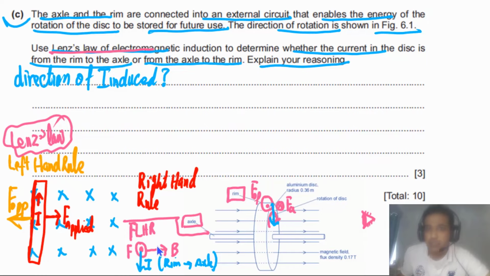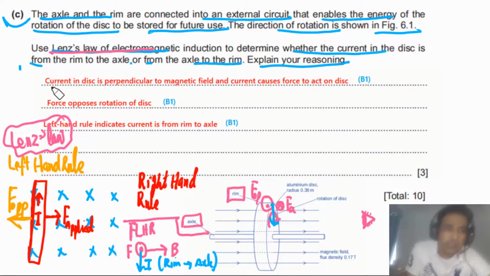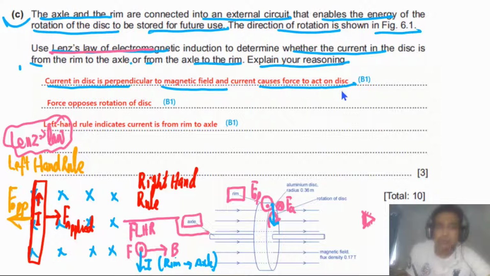Now let me show you the answer, how you can answer this. In your answer you have to write down these points, so you have to include this in your final answer. The first point: current in the disk is perpendicular to the magnetic field, and current causes force to act on the disk. Because there is induced current, that will cause opposing force. By Lenz's law, there will be opposing force on the disk. Means we are talking about this force. In this case, we can say this is the opposing force. The force opposes rotation of the disk, so it has to be in the opposite direction of rotation. So this is the second point.